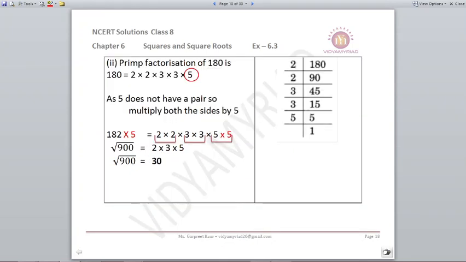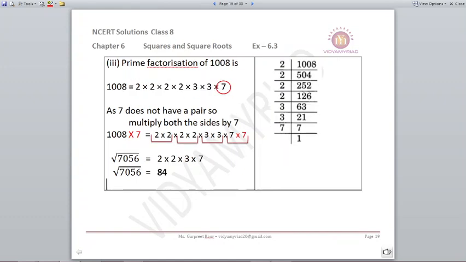Next, prime factorization of 180. Now 180, when I look at the factors, it has a pair of 2, it has a pair of 3, but 5 is alone in this picture. So what I will do? I will multiply my left hand side and right hand side with 5. 180 multiplied by 5 on my right hand side. Now 5 has a pair with it. So I can pull one of the factors, that is 2 into 3 into 5. So left hand side 180 into 5 becomes square root of 900, that is 30.